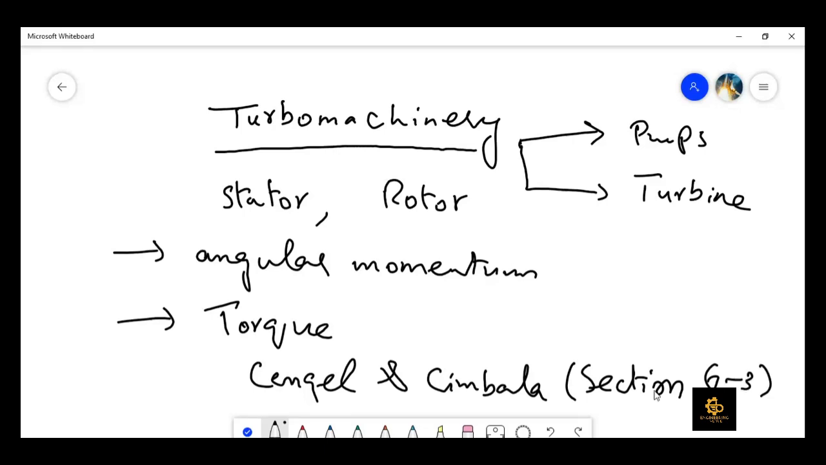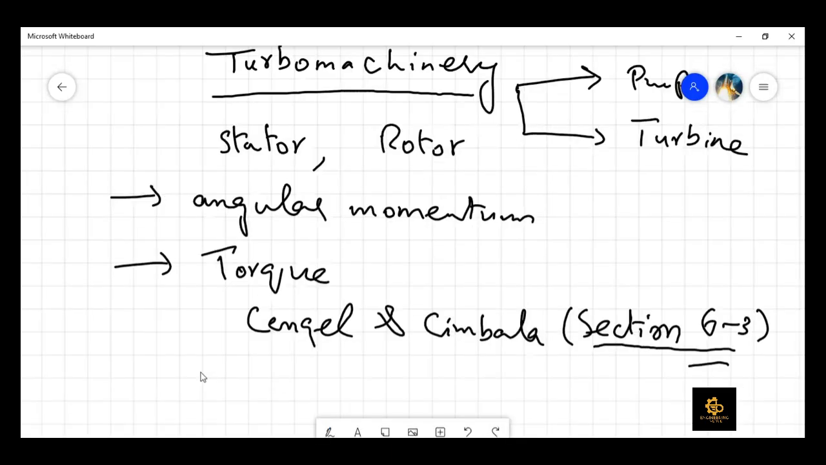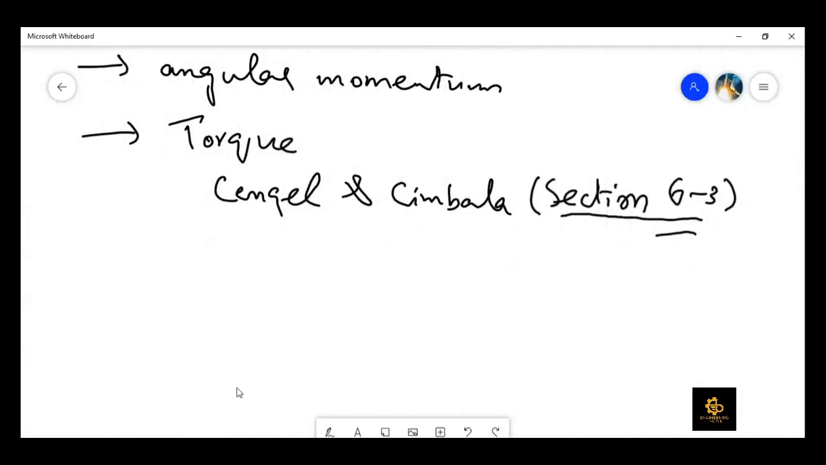Right. So first of all, please keep in mind that for this turbo machinery revision, we are following this second textbook, which is Cengel and Cimbala. I have already given you the PDF of that. In this, we would discuss the basics of rotation and things like that. So hopefully, most of the things we have covered.